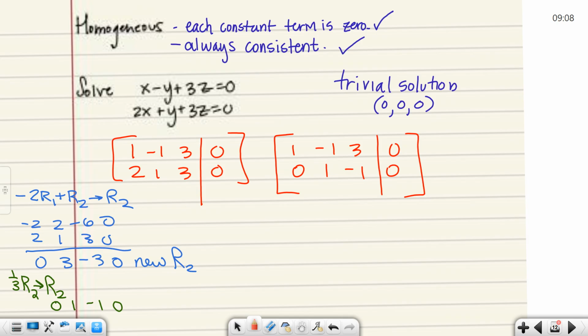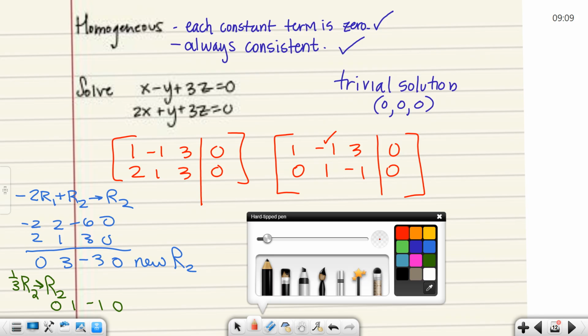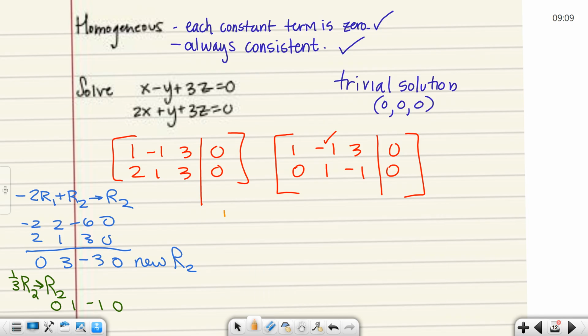But the easier way to write it as a parameter is to put it in reduced row echelon form, which means I want to get rid of this guy right here. So I'm going to say row 2 plus row 1. And remember, this is what I'm trying to change, so I'm going to make this a new row 1. So I'm going to say 0, 1, negative 1, 0, 1, negative 1, 3, 0. And that's what I'm going to get.